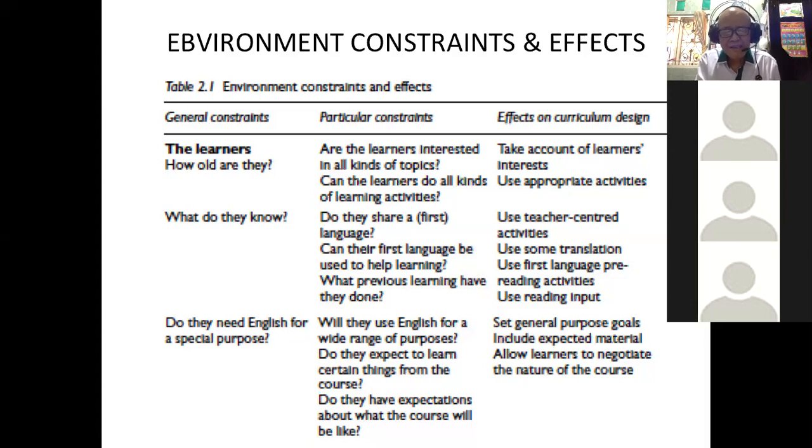If they are in a tourism vocational school, they may need English for tourism. If they are in an engineering or technical school, then they may have a special purpose in learning English. That is engineering English or technical English. If they are in a computer science vocational school, then probably they have a specific purpose in that area.